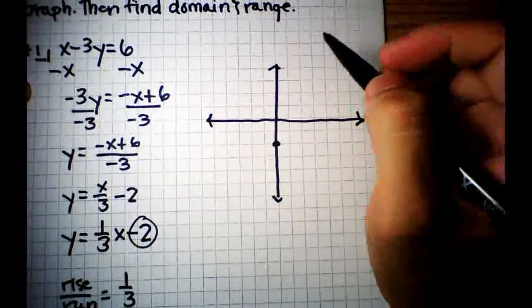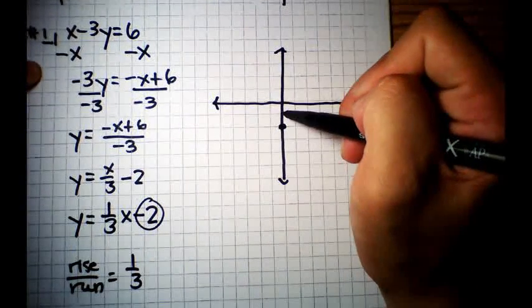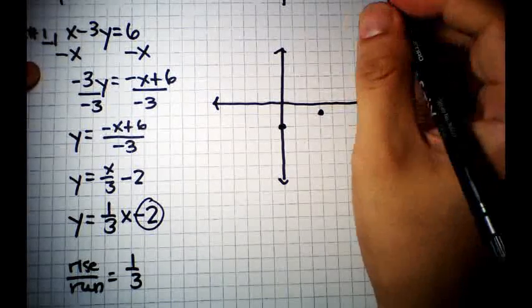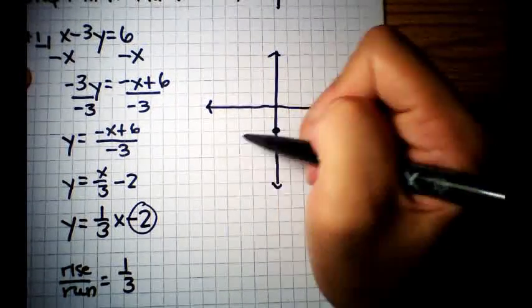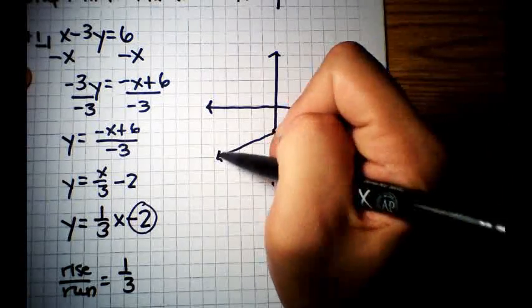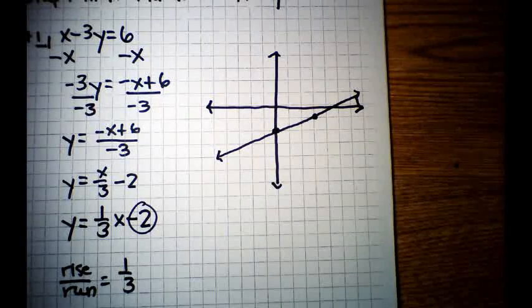Okay, we are going to start at negative 2 right over here because this is our y-intercept, and then afterwards the rise and run, we go up 1 and then 3 to the right. 1, 2, 3. Try to see if you have a straight edge. If not, just make it as straight as possible. There we go. So this is the graph for x minus 3y is equal to 6.